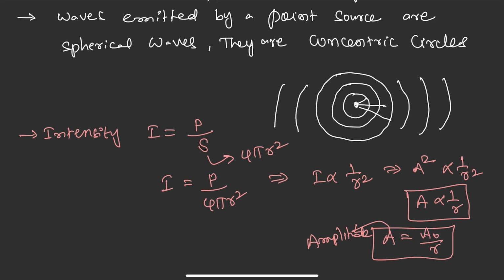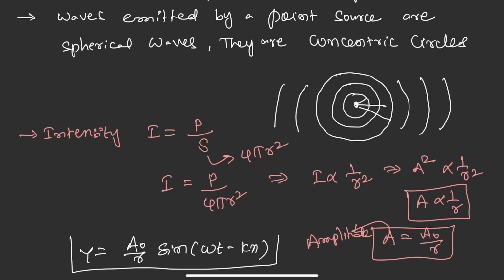Now we can write its equation. The equation of the wave is y equals A naught by r, which is the maximum amplitude of the wave, times sine omega t minus kx. This is the displacement equation for a spherical wave.